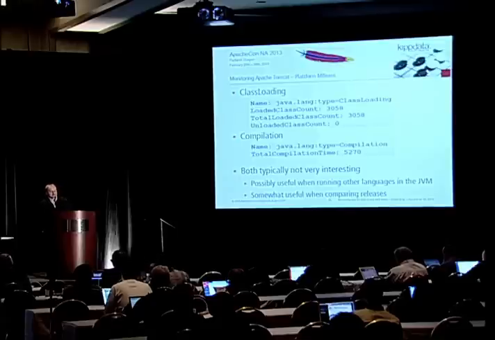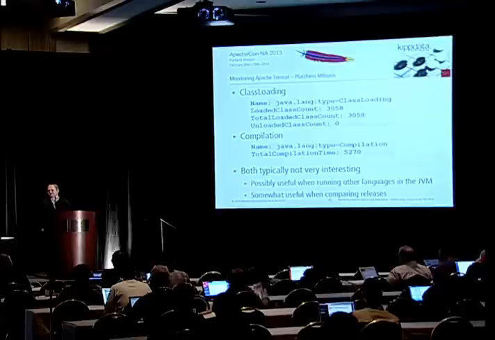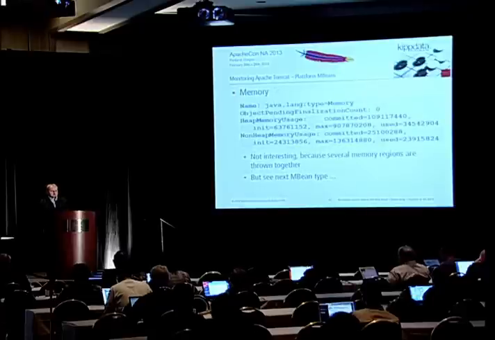Two MBeans that I think are not that interesting, I would typically not monitor them, but it's good to know that they are available in case one has a very specific problem. One of them monitors class loading. Typically, it sooner or later gets stable, so there's no more interesting stuff to see. It's not true if you start running dynamic languages in the JVM, then it might be that a lot of classes get generated dynamically and you might run into a problem because there's too much class loading activity, and then it's actually useful that one can monitor the activity. Compilation is about the hotspot compiler, so the on-the-fly compilation of methods into assembler code.